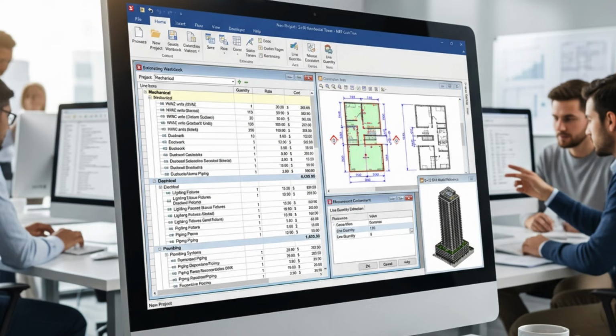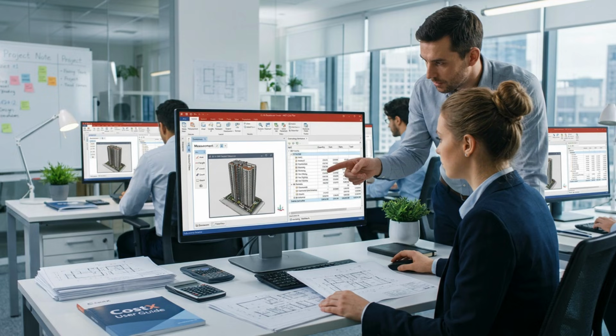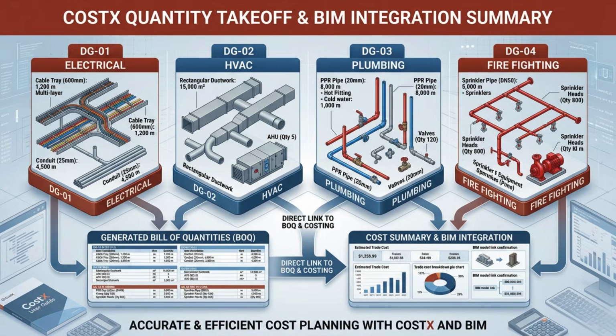A standardized coding structure creates a bridge between BIM, quantity surveying, estimating, and project control. For example, ELEC can represent electrical, HVAC can represent air conditioning, PLB can represent plumbing, and FF can represent firefighting. Because they organize the measurement information, create separate groups for electrical, HVAC, plumbing, and firefighting. Within each group, classify the measurable components according to the project estimating structure.